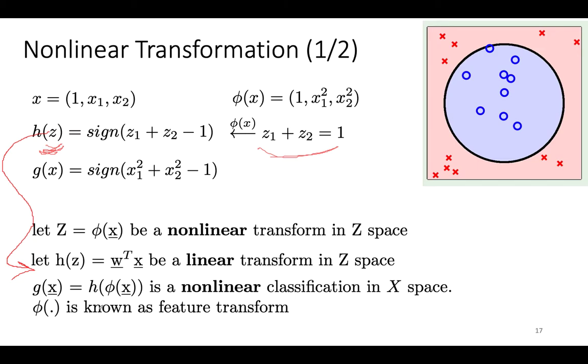So at the end, we can call the hypothesis of phi of x a nonlinear classification in x space, and phi of dot, so this is the function, is known as a feature transform that I mentioned in the previous slide. Right? That's just the formalization for that.